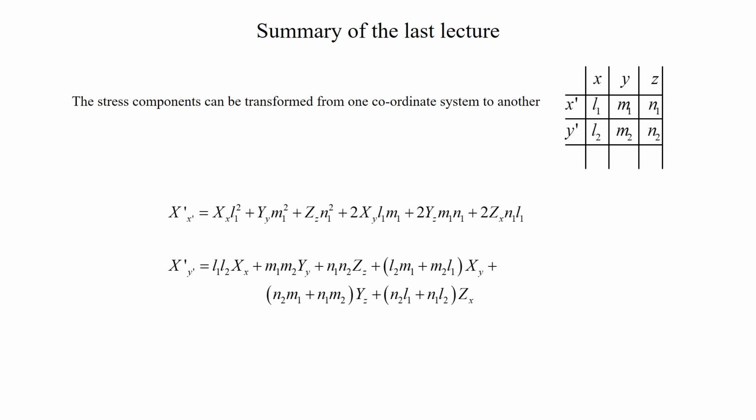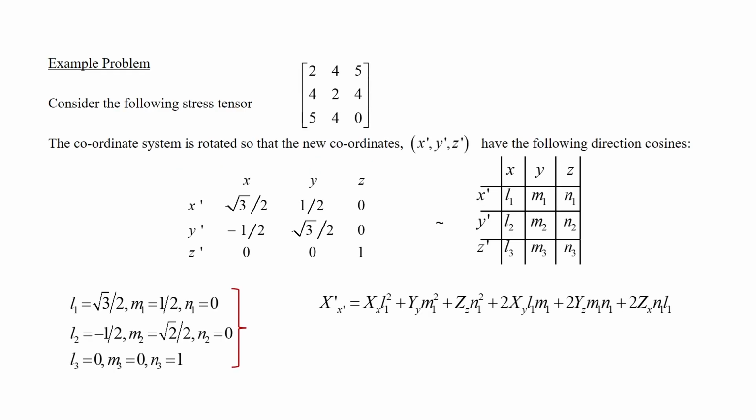So, we have x, y, z as one coordinate system and x dash, y dash and z dash as the other, and these are the direction cosines that we have, and we derived the stress component x dash x dash is equal to this, and x dash y dash is equal to that. Like that, we can also express the several other stress components by similar equations. Today we would like to continue our discussion, and first solve the example problem from the last lecture.